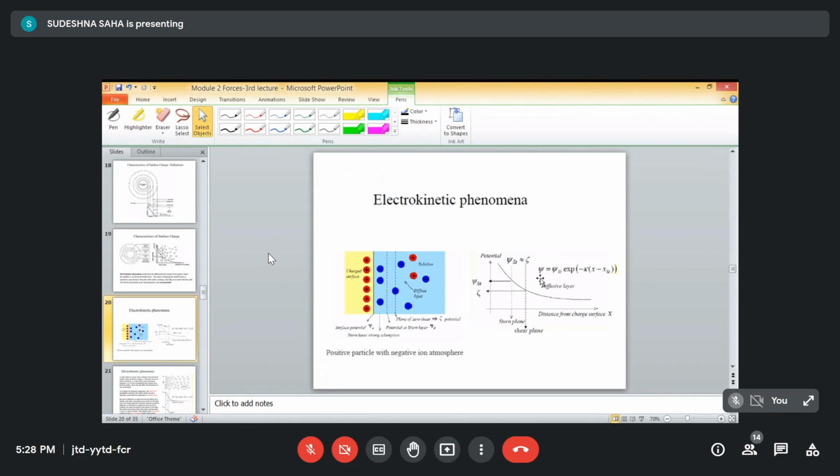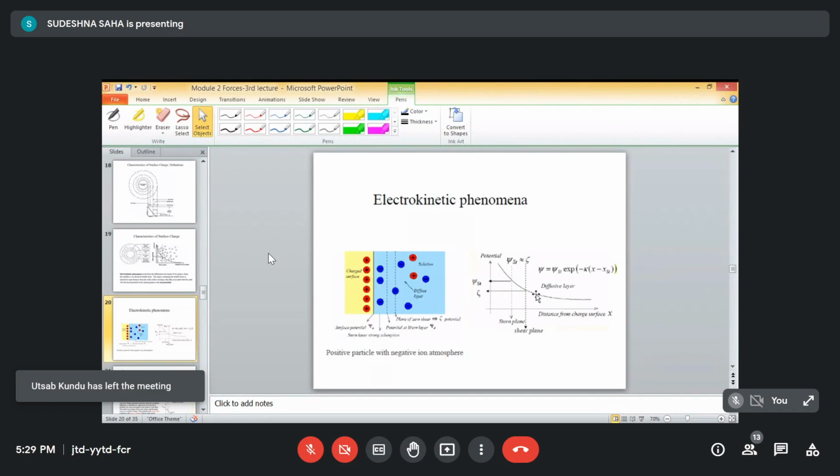xi, that is the potential, equals xi st into exponential minus k into x minus st, because previously we have written xi equals xi naught into exponential minus k into x, right? But here we are replacing xi naught with xi st, just because it is impossible to measure the surface potential. Rather, what we will measure is the Stern potential or the zeta potential.